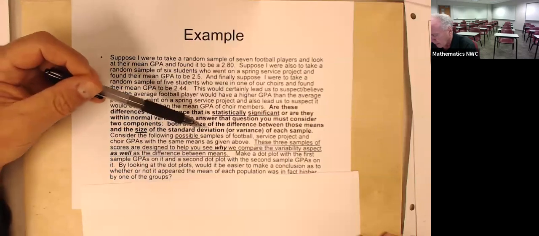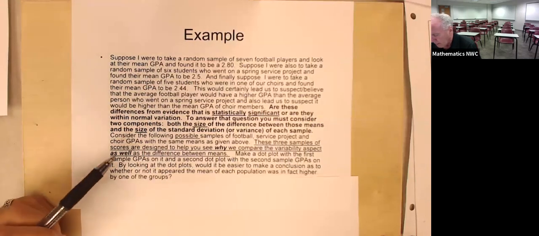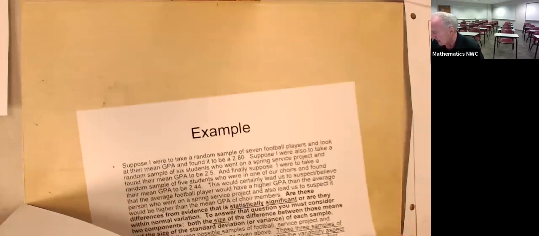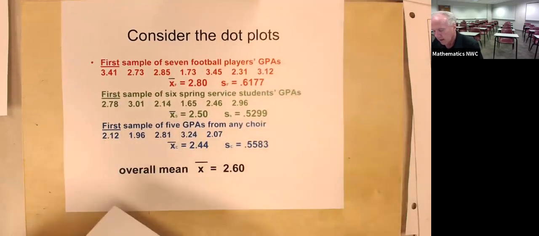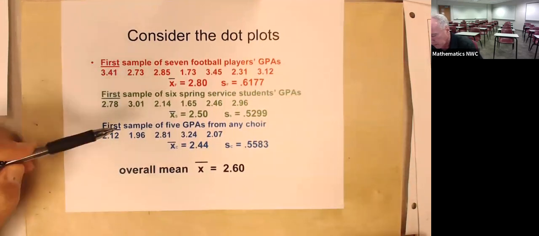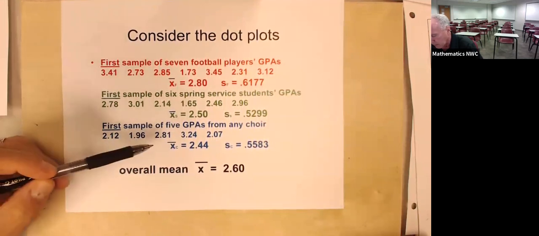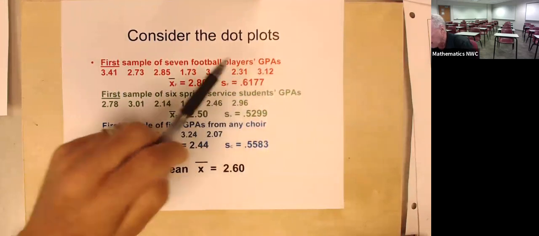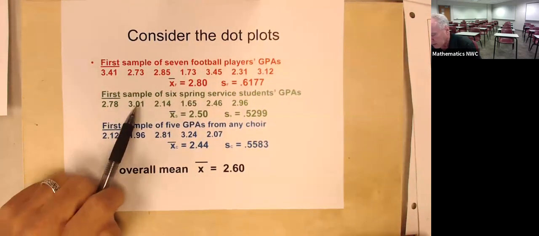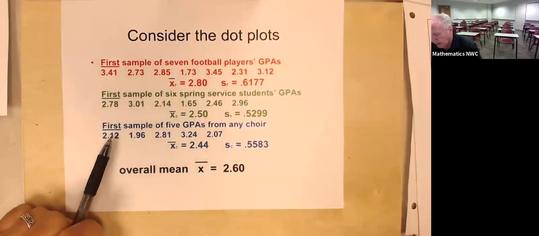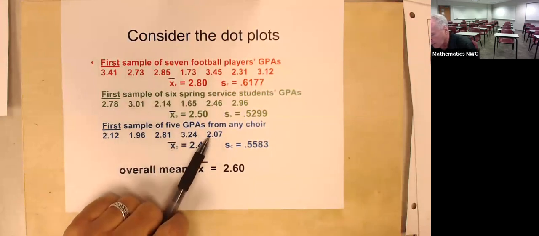Considering the following possible samples, I'm going to now take 2 different sets of made-up samples to give you an idea. Okay? Here's the first set. I put the football players in red, spring service project in green, choir members in blue. So these are individual football player GPAs that I made up. These are individual spring service project GPAs that I made up. These are individual choir members.